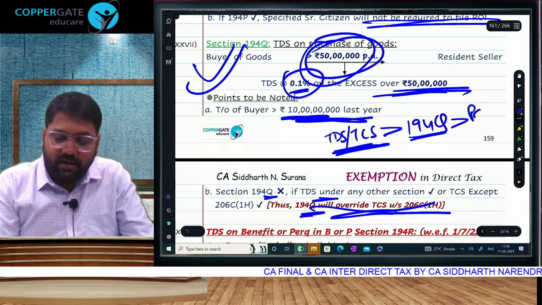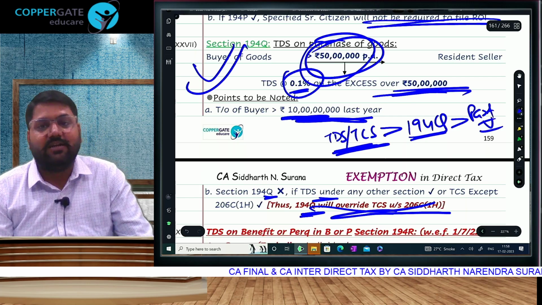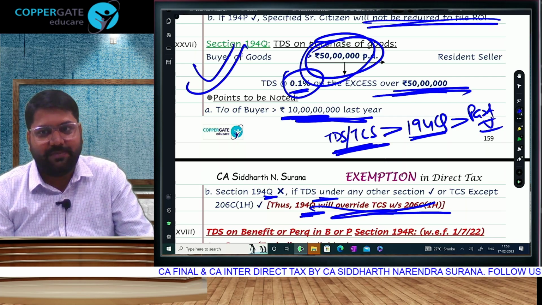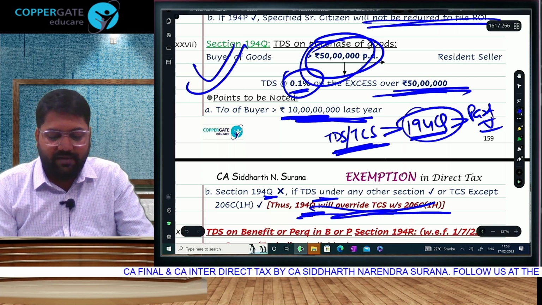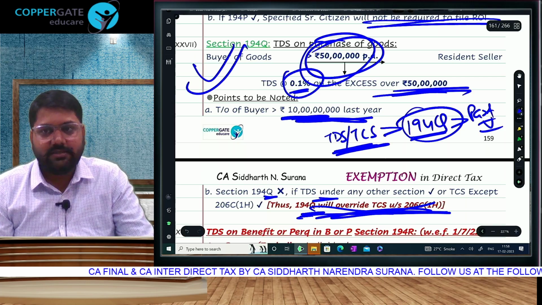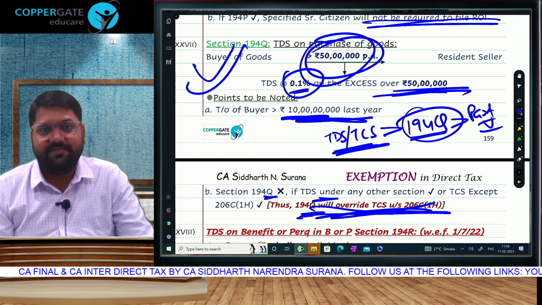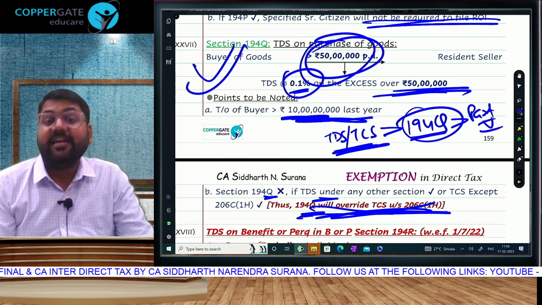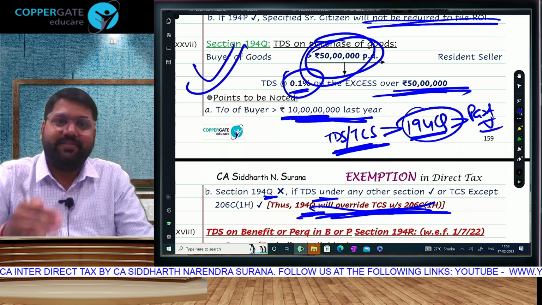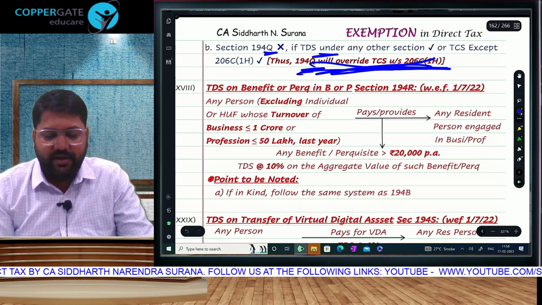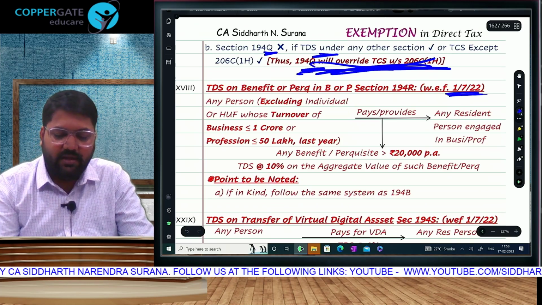But if it is part 5 where the seller's turnover has exceeded 10 crore, and which is why 0.1% on the excess over 50 lakh is applicable, then TDS will apply. 194Q will override the last part of TCS. There the buyer will deduct TDS, the seller will not collect the TCS. And if it is any other goods, part 1, 2, 3, 4, then the seller will collect, and 194Q is not going to be applicable.